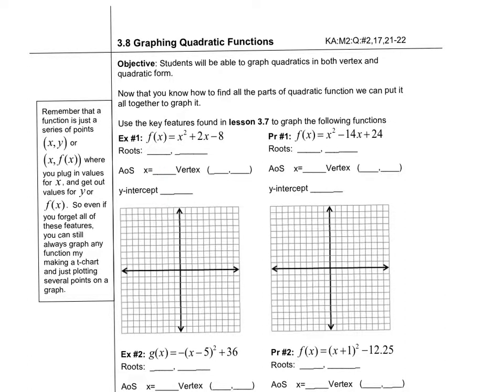So I want you to take a minute. You're going to pause this video, go back to 3.7, and just simply copy in all the information for examples 1, 2, and 3 and practice 1, 2, and 3. Go ahead and do that now, and then unpause the video when you're ready to work.